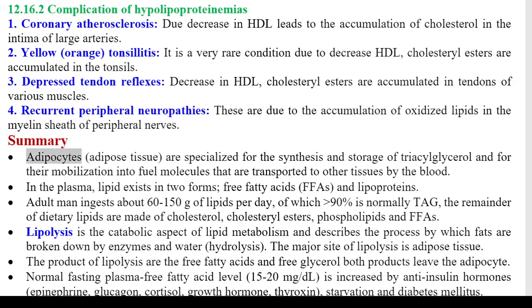Summary. Adipocytes, adipose tissue, are specialized for the synthesis and storage of triacylglycerol and for their mobilization into fuel molecules that are transported to other tissues by the blood. In the plasma, lipid exists in two forms, free fatty acids (FFAs) and lipoproteins. An adult man ingests about 60 to 150 g of lipids per day, of which 90% is normally TAG. The remainder of dietary lipids are made of cholesterol, cholesterol esters, phospholipids, and FFAs.